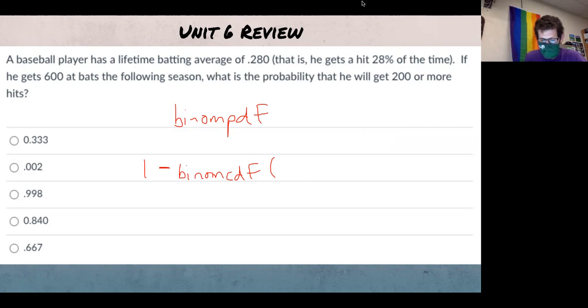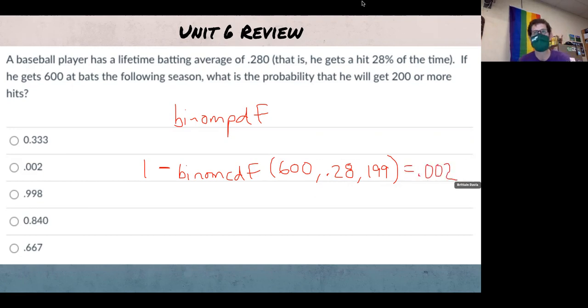It's going to be number of trials. He's going up to about 600 times. He has a probability of getting a hit of 0.28. And we want to get up to 199 successes, because anything from 0 to 199 isn't what we're looking for. So if I do the complement of that, it's going to be 1 minus that, and that will give me my answer, which is 0.002. There's only a 0.2% probability that this batter is going to be able to get 200 or more hits in a season with 600 at-bats.